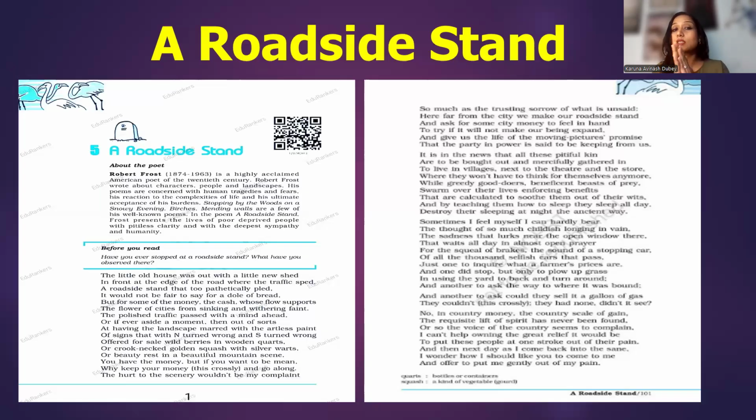Greedy and good doers do not go together, meaning to imply that they are not good people. People in power are not good people, they are beneficent beasts of prey. Again, two different words. Beneficent, they are helping, but they are not helping, they are beasts of prey. They prey on these people, they try to extract benefit from these people. So they swarm over their lives enforcing benefits.